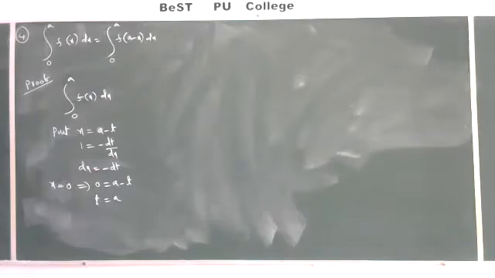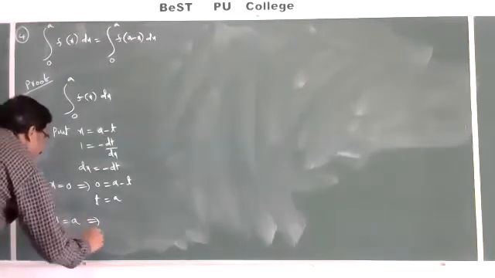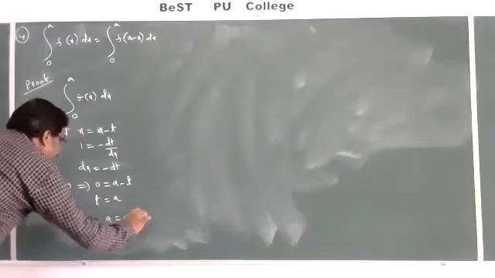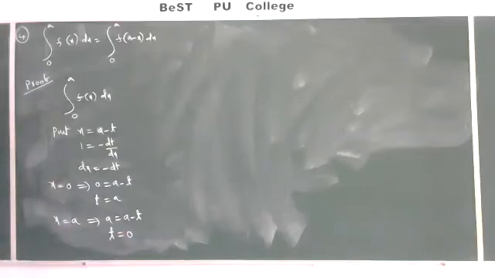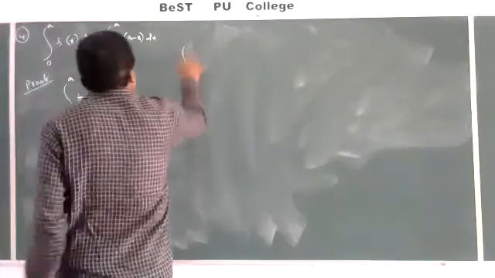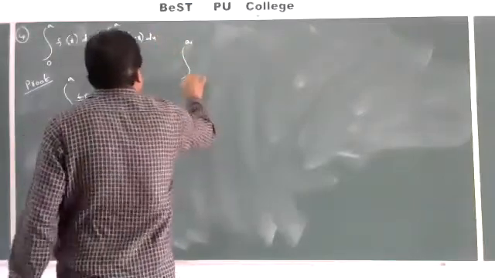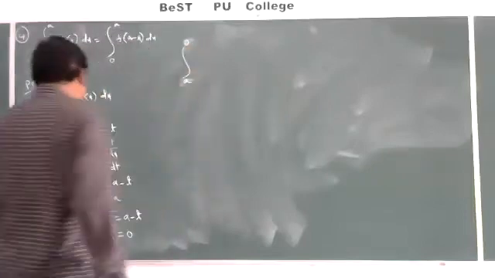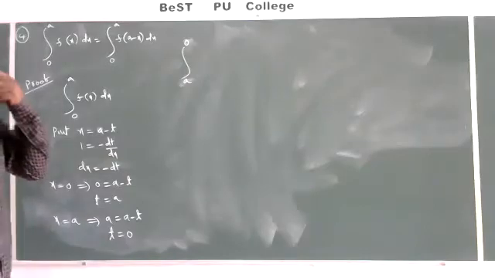X is equal to 0, the lower limit, gives t is equal to a. X is equal to a, the upper limit, implies a is equal to a minus t. The a cancels, then you get t is equal to 0. Then substitute here: the integral lower limit is a, upper limit is 0. Integral a to 0.